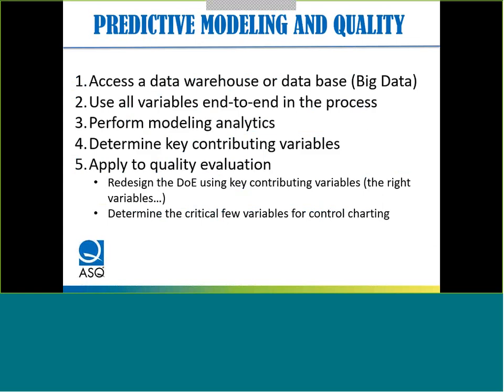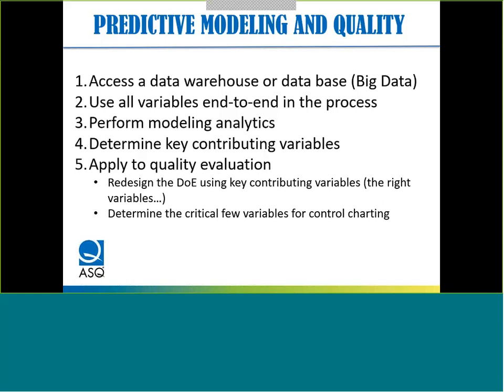So if you're going to do predictive modeling and quality, some basic steps are to access the data. And a key here in number 2 is end-to-end in the process. This is something we're now able to do because we can get the volume and the variety of the data from the previous slide. We can take high volume data with high variety and process it and perform modeling analytics, get the key variables out and apply those. Notice the bullets under number 5. Redesigning a DOE using key contributing variables.